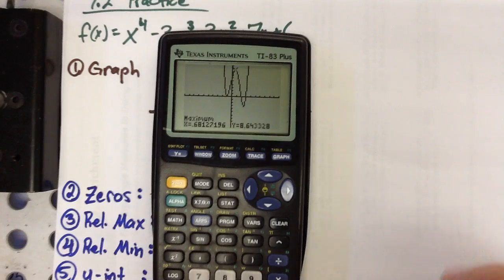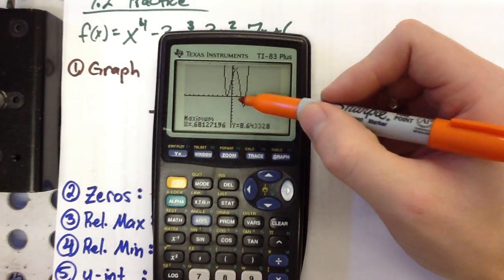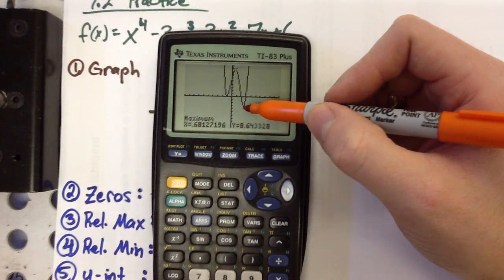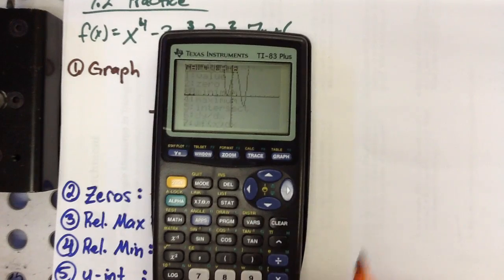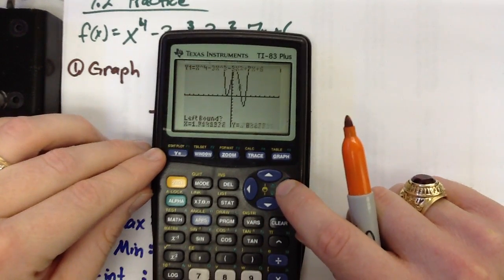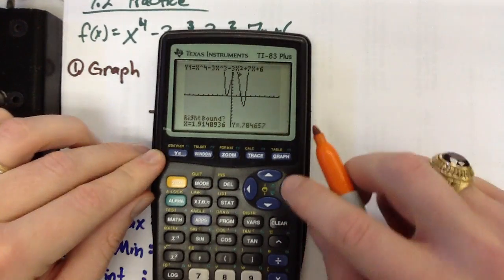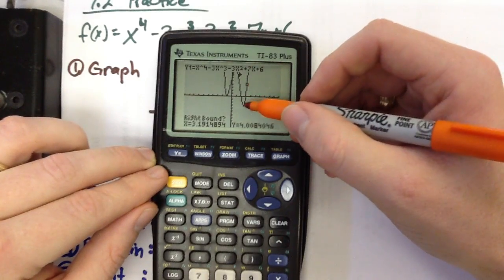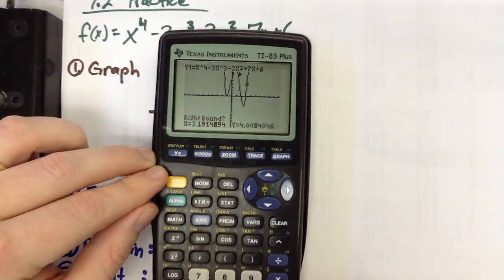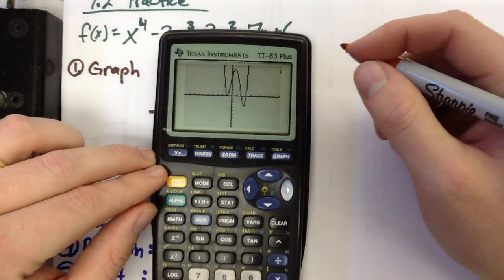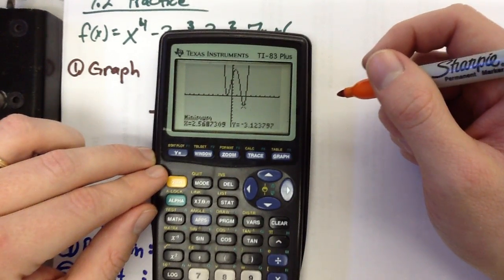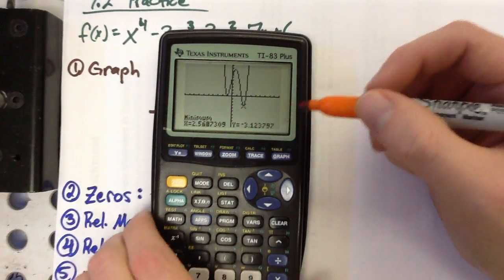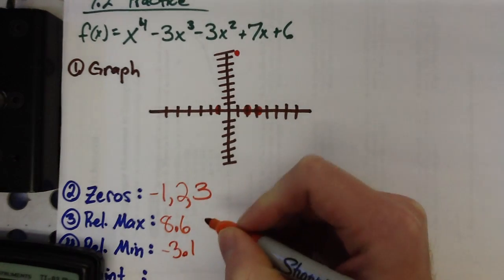So let's do the minimum. Now, minimum can be tricky here because you've got 1 valley, and over here you've got a smaller valley. So we're definitely going to go with the lowest one. So second trace, minimum. If that was a valley, I'm on the left side one time, hit enter, cross over the bottom, come up to the other side. Doesn't matter how high I go as long as I go to the right of it. Enter again, enter one more time. So 2.5 is the x, but what I care about is the y, negative 3.1, roughly. So down here, negative 3.1.